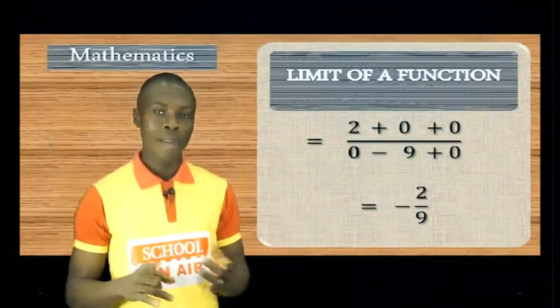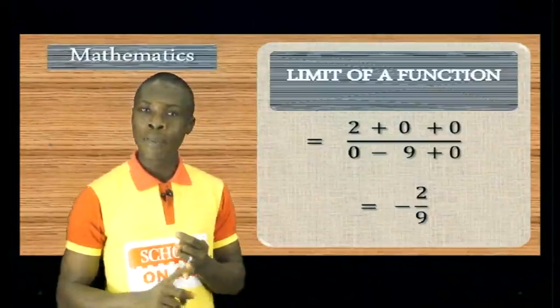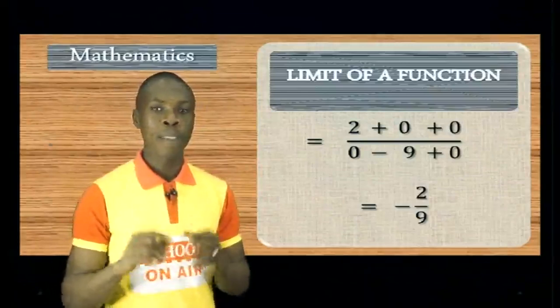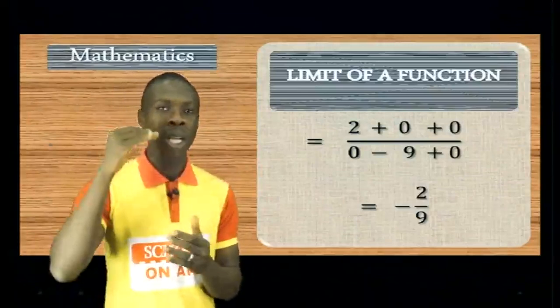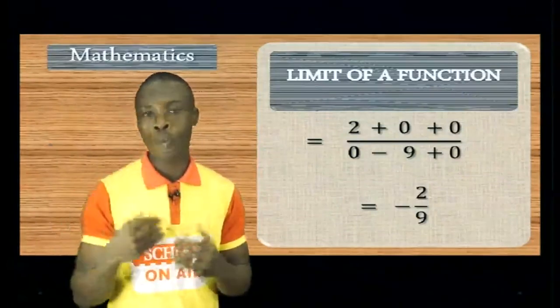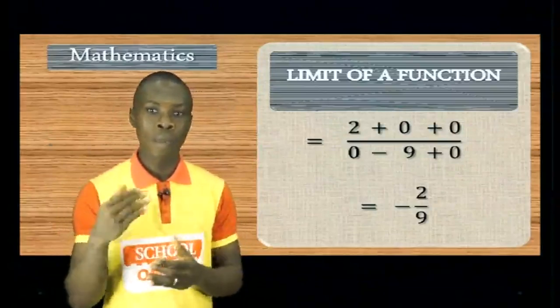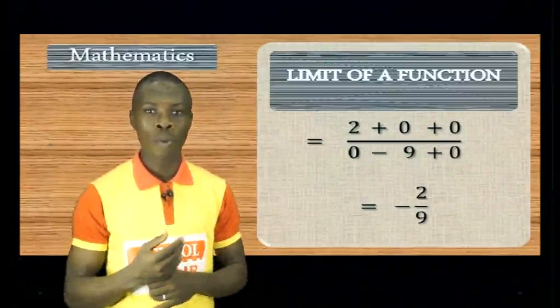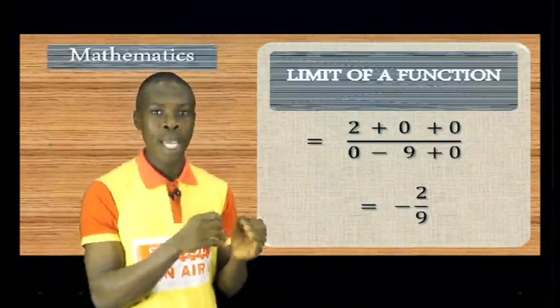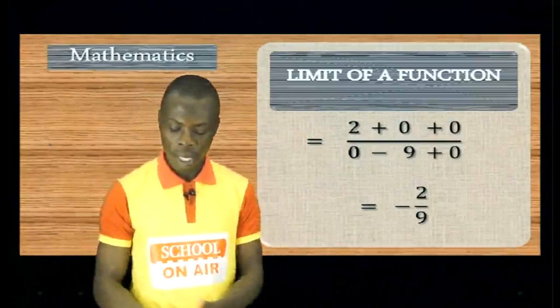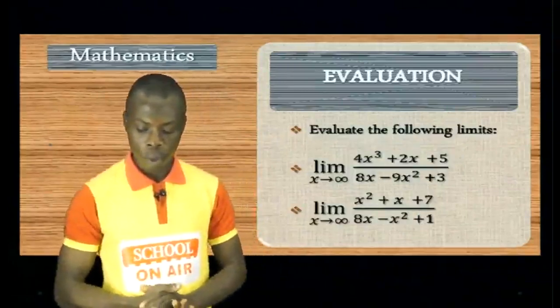Minus 2 over 9. So we have looked at 3 methods of obtaining limits. One is by direct substitution. Two is by factorization. That is when you realize that by substitution, numerator and denominator become 0. And the third one is by dividing by the highest power of the variable. That is when you are told that x approaches infinity. So that's just the basic thing about limits. There is not much about it.